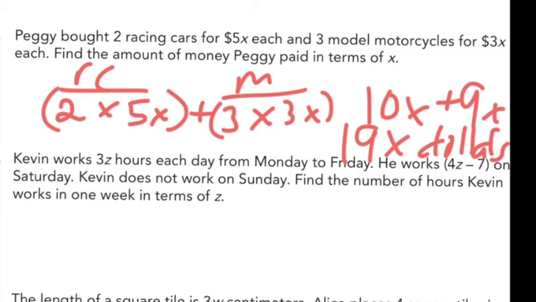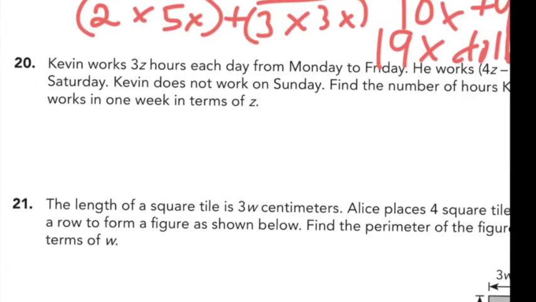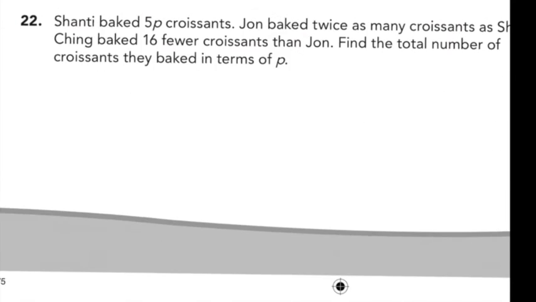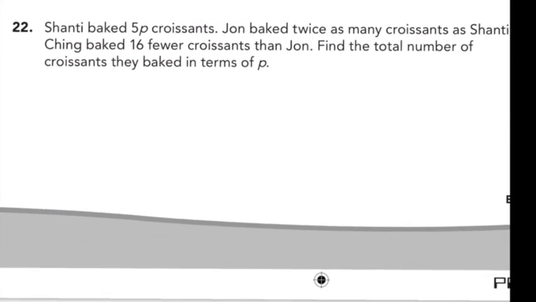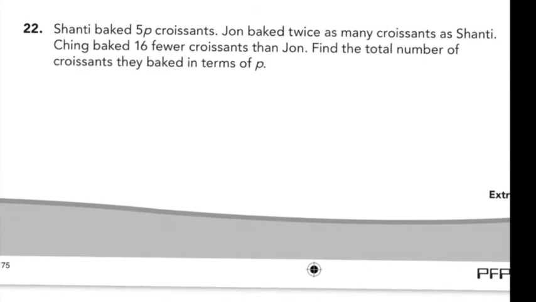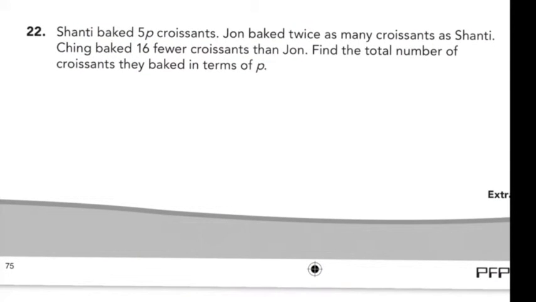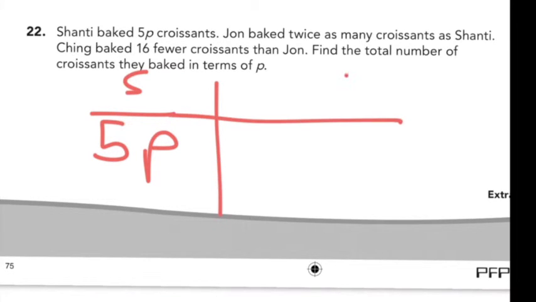Okay, let's try one more of these on this page. I'm going to try 22. It says Shanti baked 5p croissants. So here's Shanti. She has 5p. John baked, so we'll set up a chart. John baked twice as many as Shanti. Well, if Shanti did 5p, he did twice as many. So twice as many would be 10p.